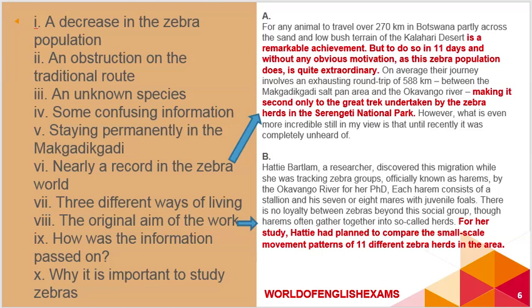Then the 9th title, how was the information passed on? Which means from one generation to another generation, the information has to be passed on. And how is that happening? If that information is seen in the passage, then we are going to give the title as number 9. Then the last title, why it is important to study zebras. So here we are looking at various reasons why we have to study zebras. So why is it so very important to study about the zebras? So this is how we need to understand the question.